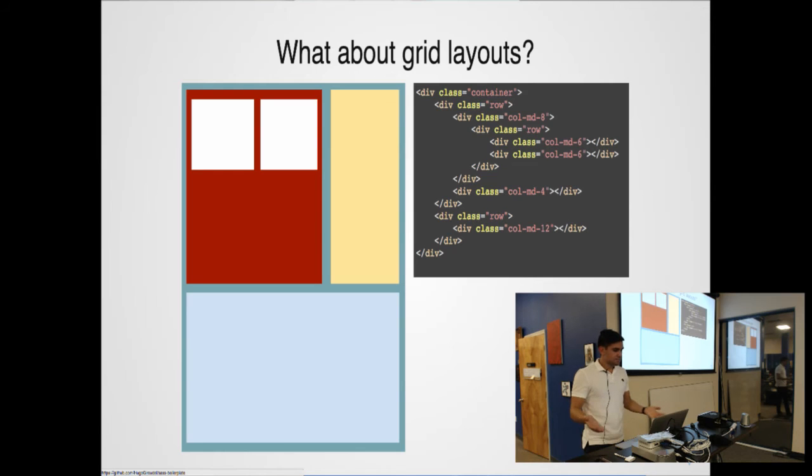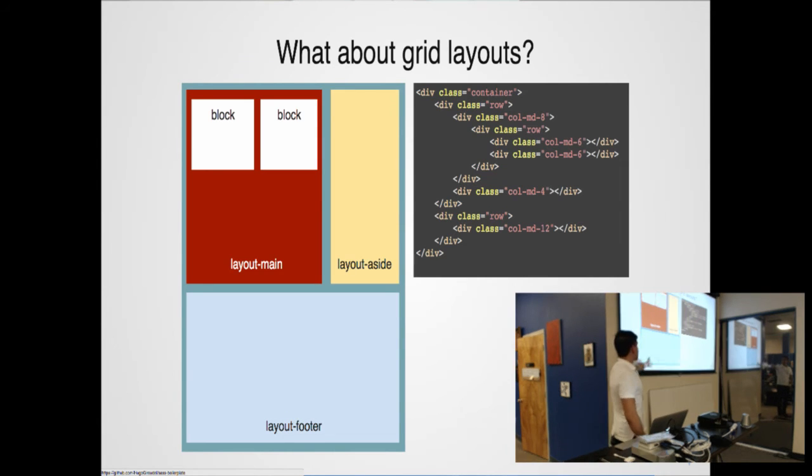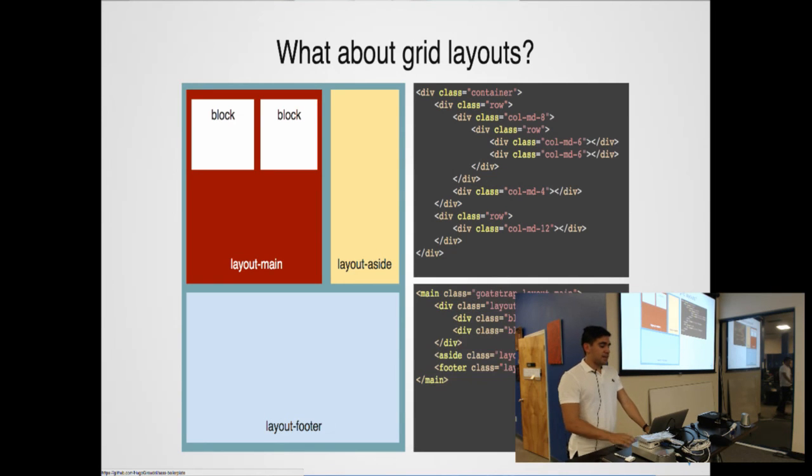I mean, they're sort of semantic, but they're sort of prescriptive too. They're like, make this column 8 columns wide. So what we could do instead is give semantic names to each of these sections, like layout, main, aside, footer, and the main has 2 blocks. And then our layout becomes just this.